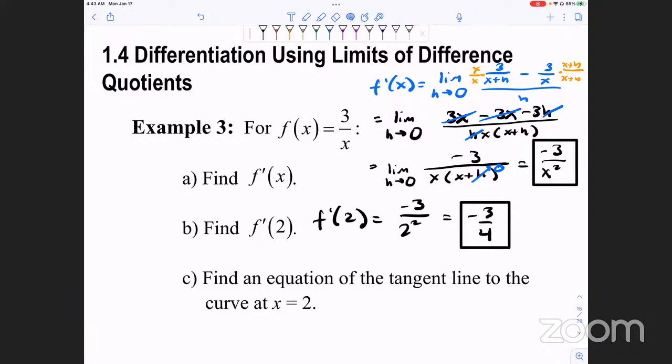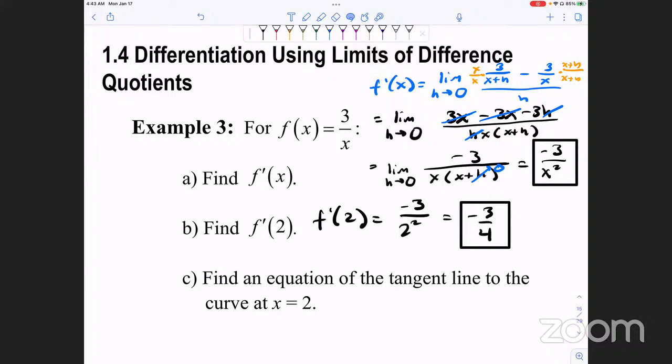Find an equation of the tangent line. So again, this -3/4 is telling us the slope of the tangent line. So we have the slope, and we can find a point. When x is 2, we can find the point on the graph. We have a slope and a point, so we can find the equation of the line, right? So when x is 2, in the original function, the corresponding y is 3/2.